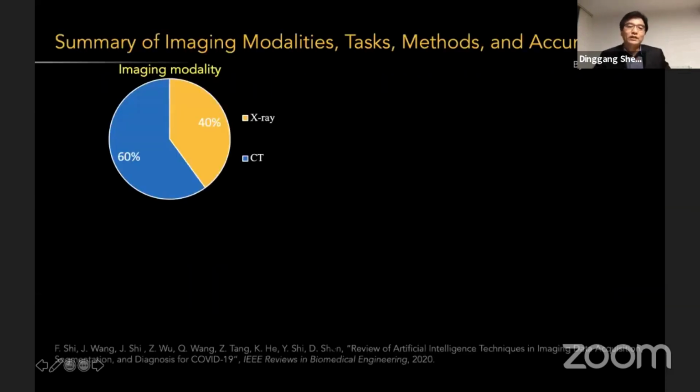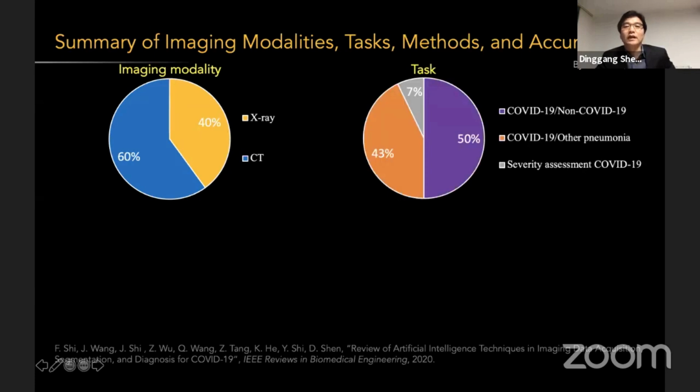So actually a lot of techniques have been developed in these directions, as also shown in our review paper. 60% of papers actually use CT and 40% of papers use X-ray. And 50% of papers answer the question of whether the current patient has COVID-19 or not. And 43% of papers ask whether this subject has COVID-19 or other pneumonia. And 7% of papers answer a very difficult question, trying to assess the severity for the COVID-19 subject.